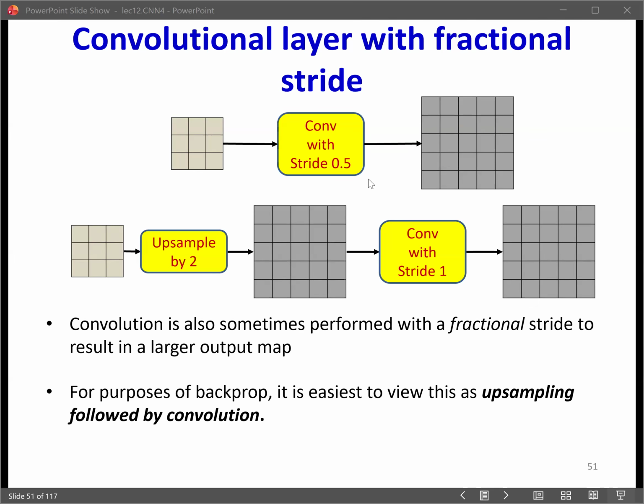Because whatever the stride is, 1 over the stride is the scale by which the output is modified. If the stride is 2, the output is going to shrink by a factor of 2. If the stride is 0.5, the output is going to expand by a factor of 2. So this is actually upsampling by 2 followed by a stride of 1.